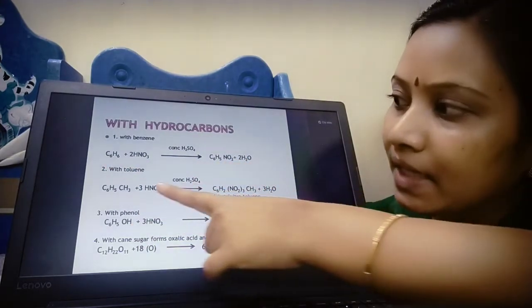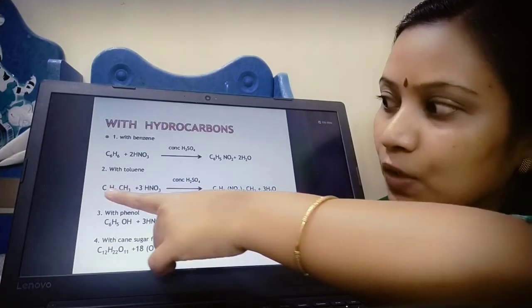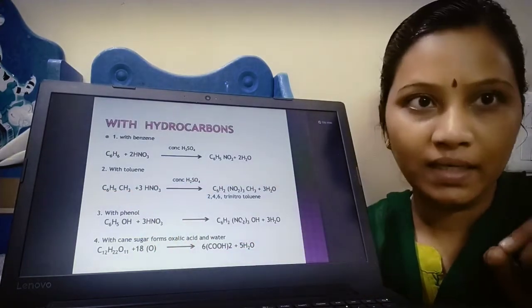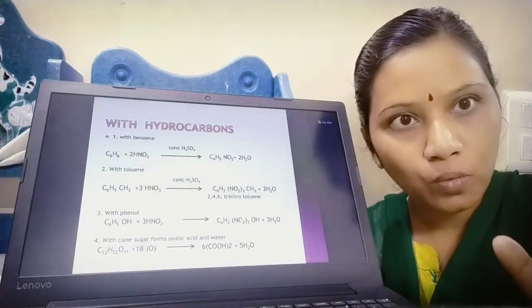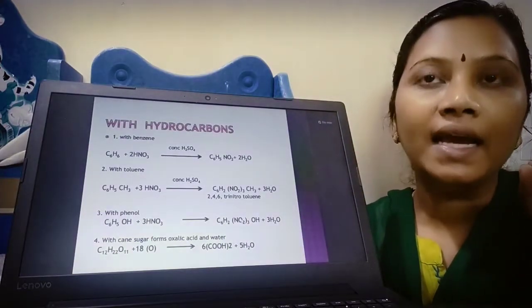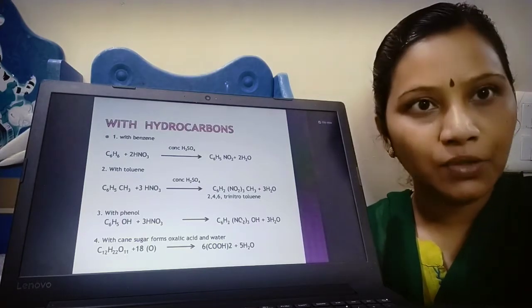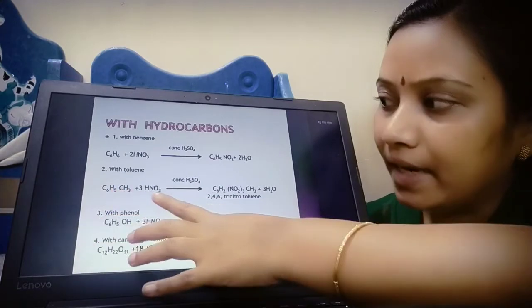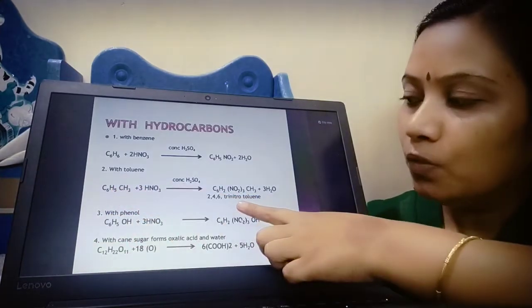Okay. Then nitric acid with what is this? C6H5CH3 is nothing but toluene. When I attach a methyl group to benzene, it is called toluene. When I attach an OH group to benzene, it is called phenol. Okay, done. Now when I add nitric acid to toluene, what happens?